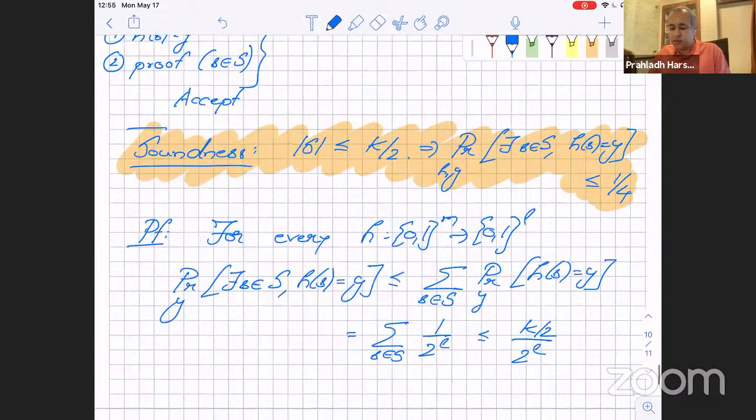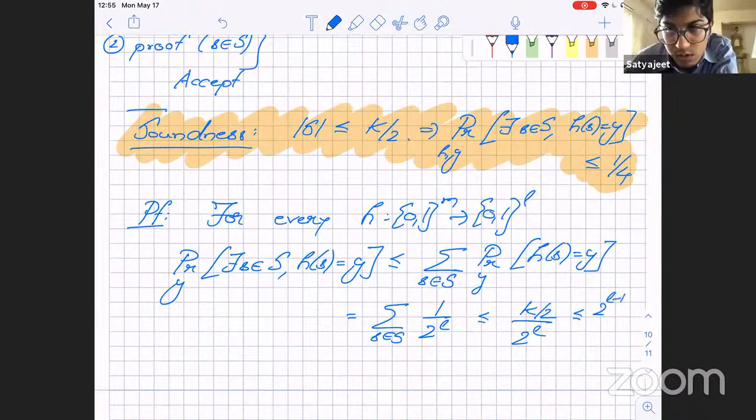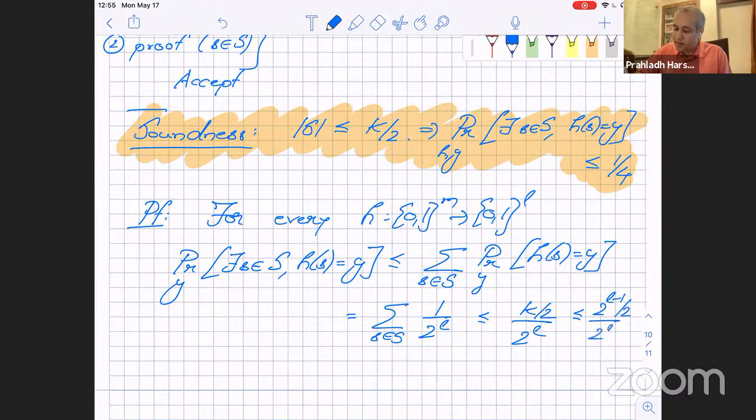And k itself was chosen to be less than 2^(L-1). So 2^(L-1) divided by 2^L gives you 1/4. This is just the fact that the pre-image does not have too many elements. The size of S itself is so small, therefore most elements in the range don't have a pre-image in S. This is the easy direction.